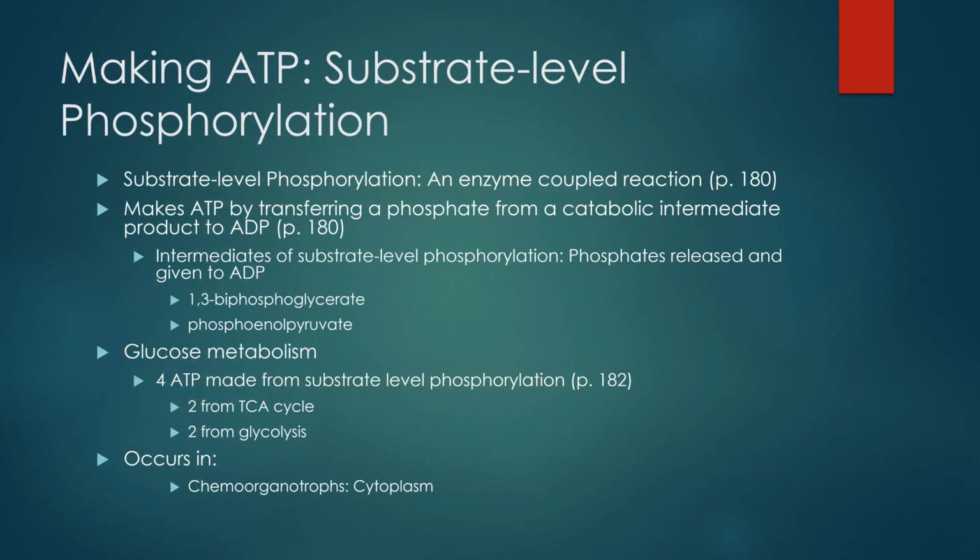So how we make ATP, the first one we're going to talk about is substrate level phosphorylation. It is an enzyme coupled reaction, and it's going to make ATP by transferring a phosphate from a catabolic intermediate to produce ADP. The intermediates will include 1,3-bisphosphoglycerate and phosphoenolpyruvate, or PEP. In glucose metabolism through substrate level phosphorylation, you're going to have 4 ATP made, 2 from the TCA cycle and 2 from glycolysis, and this is mainly going to occur in chemoorganotrophs in the cytoplasm.